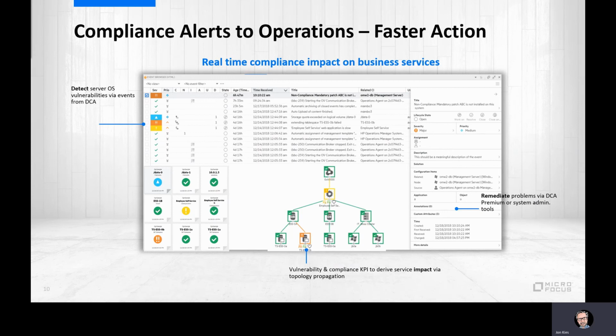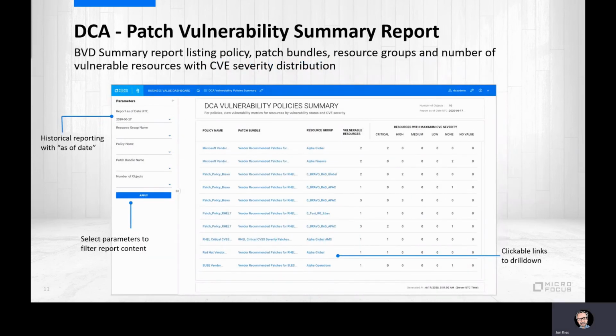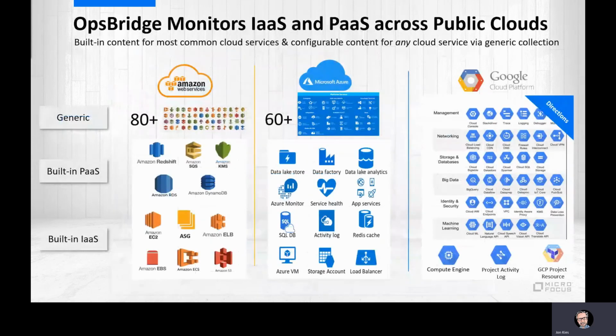So if you want to understand whether or not your infrastructure and your compute is protected and whether it is vulnerable to hacks, we can provide that information to you in OpsBridge. So ask the experts about that if you want more information, but here's a step forward to ensuring that security is job one. And here's the DCA patch vulnerability summary report that you'd be able to use to identify where vulnerabilities exist in your environment.